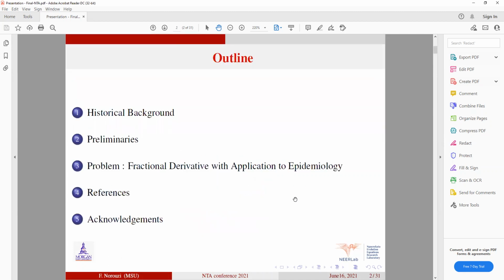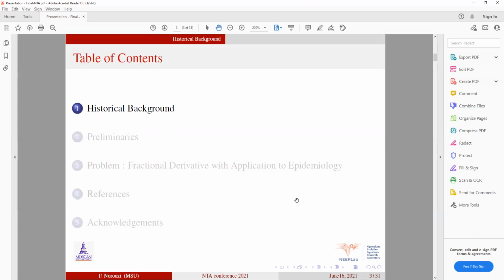As an outline, I would like to present some historical background, preliminaries, and then I will give you the problem and my solution, and also the numerical simulation. And at the end, I will present some of the references and some acknowledgements.